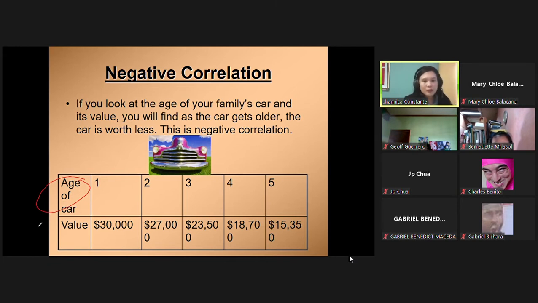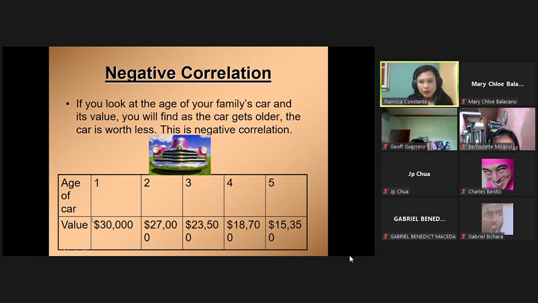Just like supply and demand in economics. If there is higher supply, there is lower demand. There's a contradiction in that concept when you're talking about economics, supply and demand. If you have higher demand, the supply is lower. So it's a negative correlation since the directions are contradicting each other. Okay, so that is negative correlation.